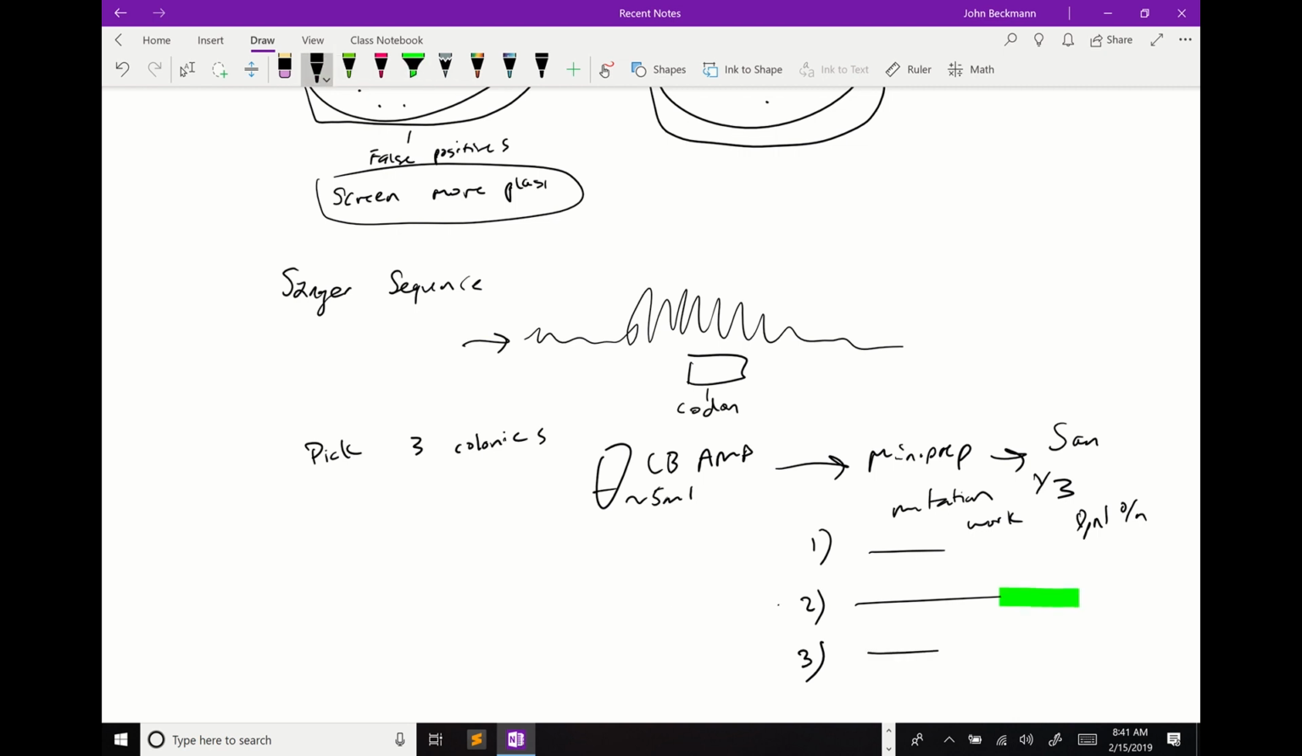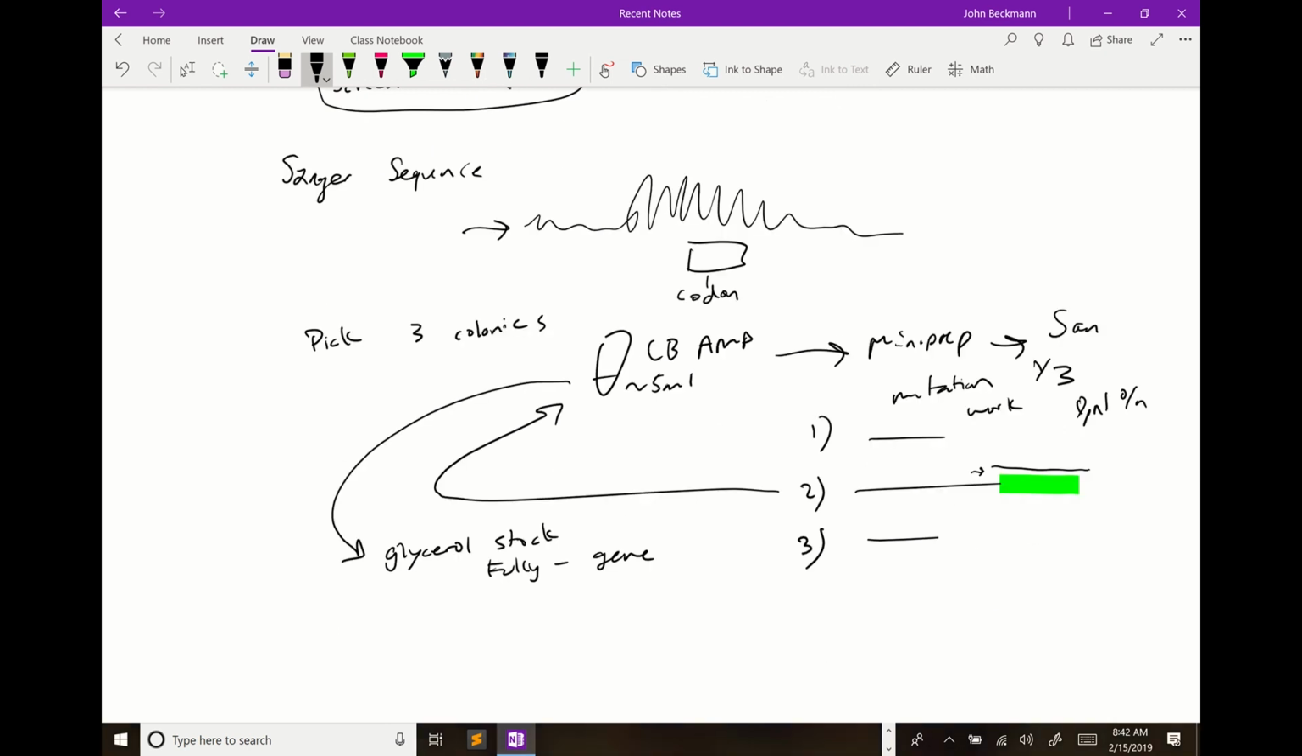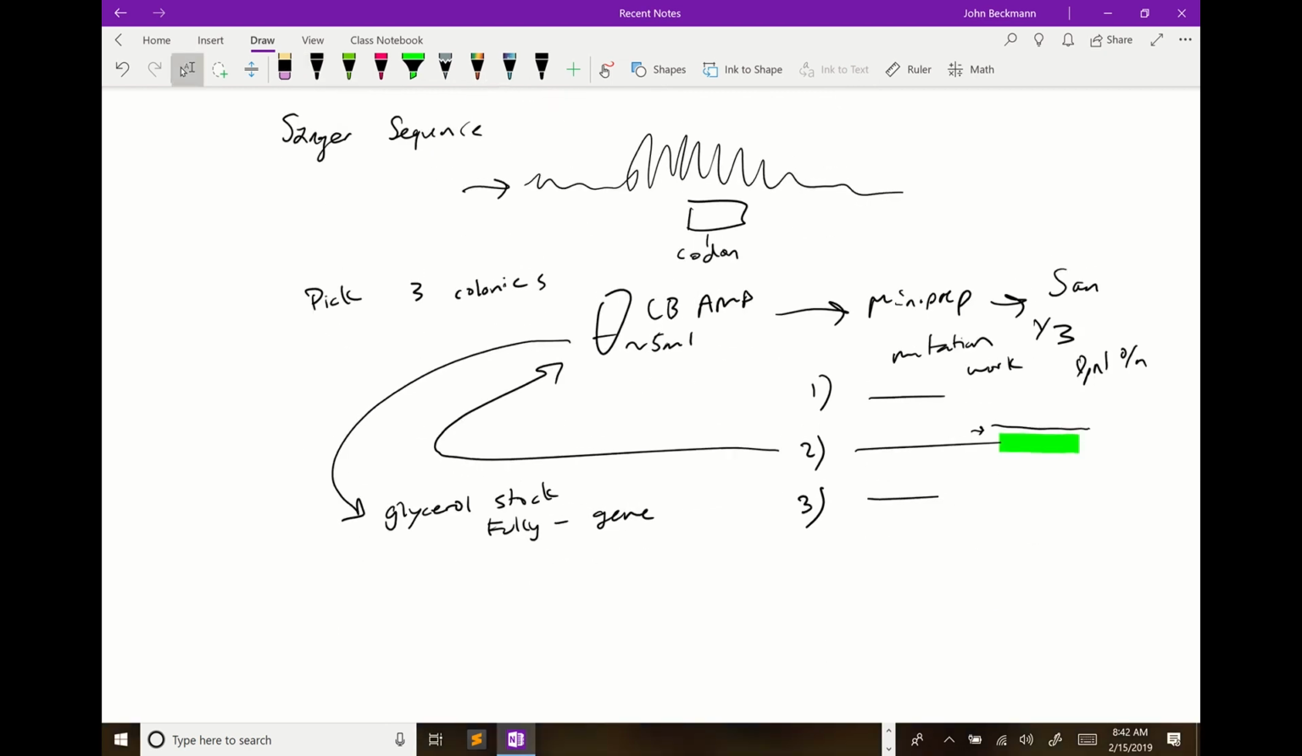Then you would go back to that culture and make a glycerol stock to save that. I would fully sequence the whole gene then. If you just sequenced this little region right here, I would then fully sequence the whole gene to make sure it's perfect, to make sure there are no mutations. And then I would database that strain and do my experiments.